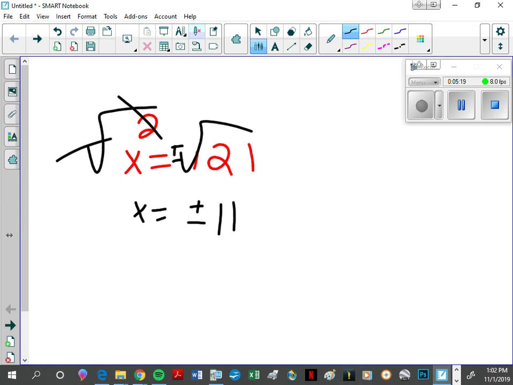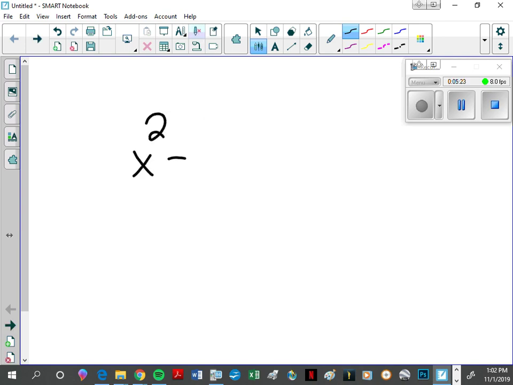Okay, let me go one step further. What if I had x squared is equal to 24? Well, I do the square root method.